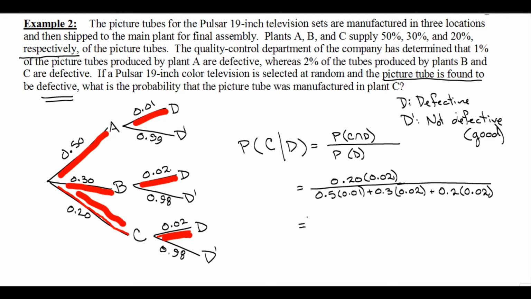And when you work all this out, you should get 0.004 divided by 0.015, which is approximately 0.2667, rounding to 4 decimal places. Okay, I hope this helped you to understand Bayes' theorem and how it's really just the conditional probability formula and nothing more. Good luck!